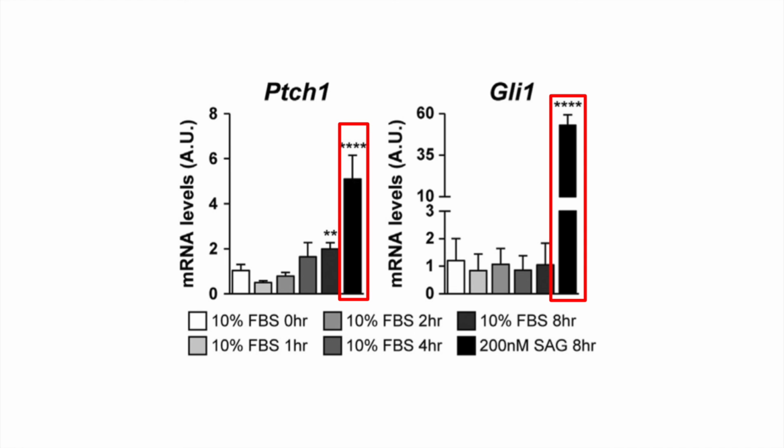So in summary, FBS, fetal bovine serum, causes decapitation, but does not activate smoothened, and SAG activates smoothened, but does not induce decapitation. Together, this indicated that cilia decapitation is not regulated by the hedgehog pathway.